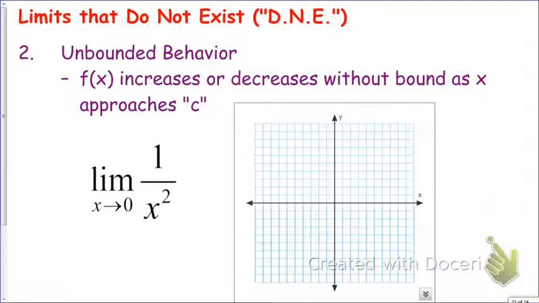Our second example of a function in which its limit does not exist is if the function has unbounded behavior, if f of x increases or decreases without bound as x approaches c. So here we have an example, the limit as x approaches 0 of the function 1 over x squared.